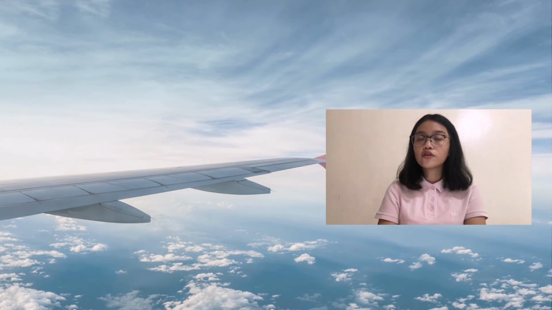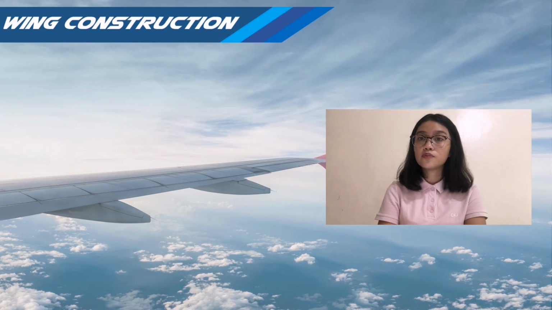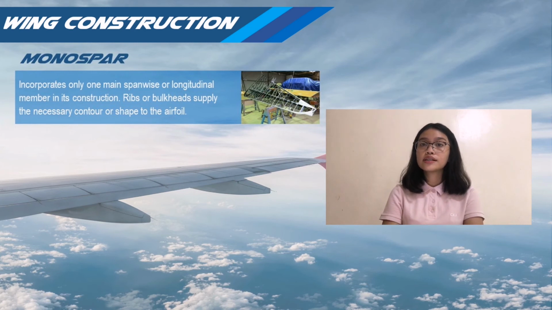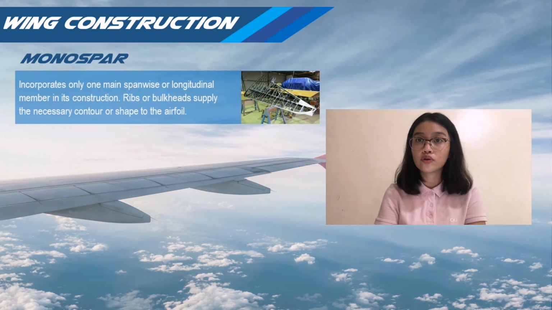In general, there are three fundamental designs in wing construction, specifically multispar, monospar, and box beam. Starting with the monospar, what is remarkable about it is that it only incorporates one spanwise or longitudinal member in its construction. Ribs and bulkheads are used to get the required wing shape. In addition, there is what we call the strict monospar, where there is the integration of a false spar in the trailing edge as a support to the control surfaces.